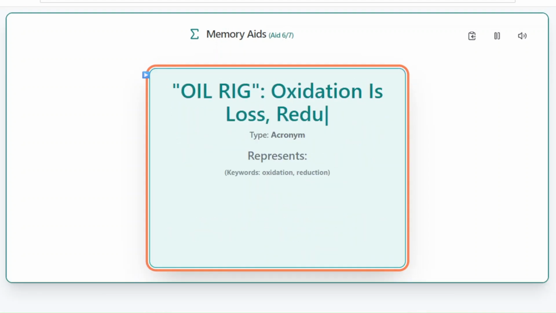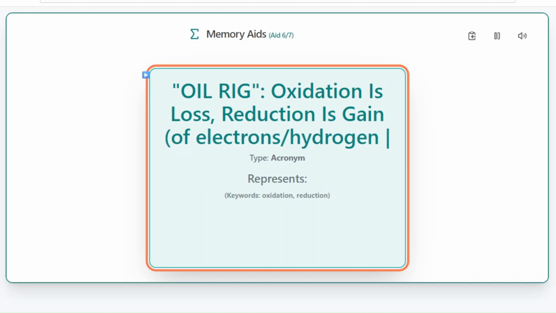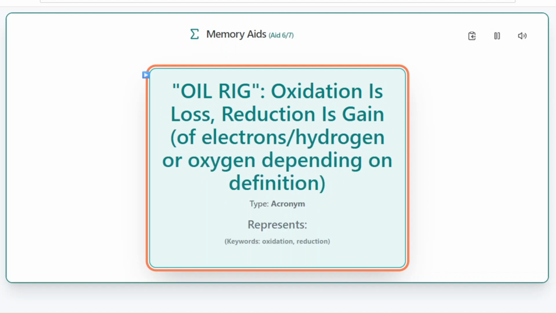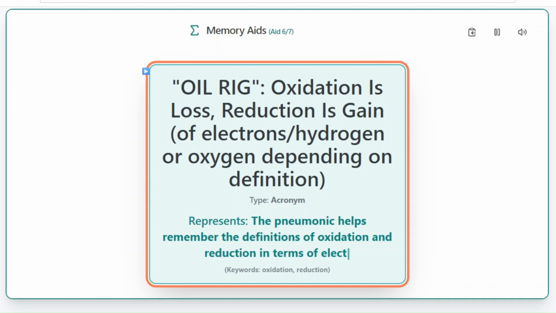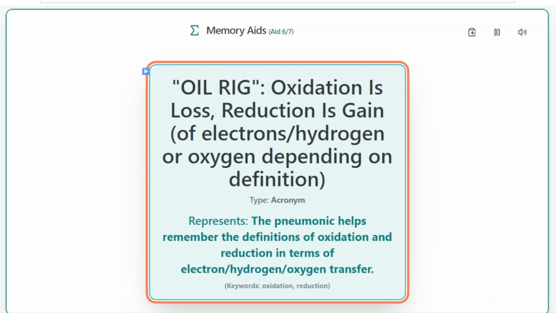OIL RIG. Oxidation is loss. Reduction is gain of electrons, hydrogen or oxygen depending on definition. Which represents the mnemonic that helps remember the definitions of oxidation and reduction in terms of electron, hydrogen, oxygen transfer.